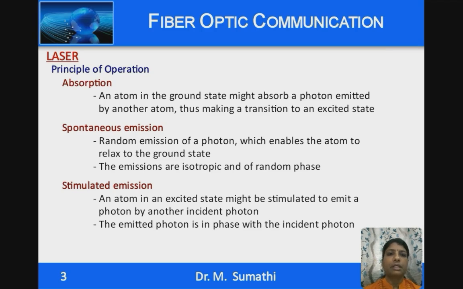Absorption is when an electron or atom gets excited from a lower energy state to a higher energy state. Spontaneous emission is when a photon is emitted when an electron drops to a lower energy state on its own. These emissions are isotropic and of random phase. Stimulated emission is when another photon impinges on an electron and stimulates it to drop to a lower energy state. The emitted photon is in phase with the incident photon.